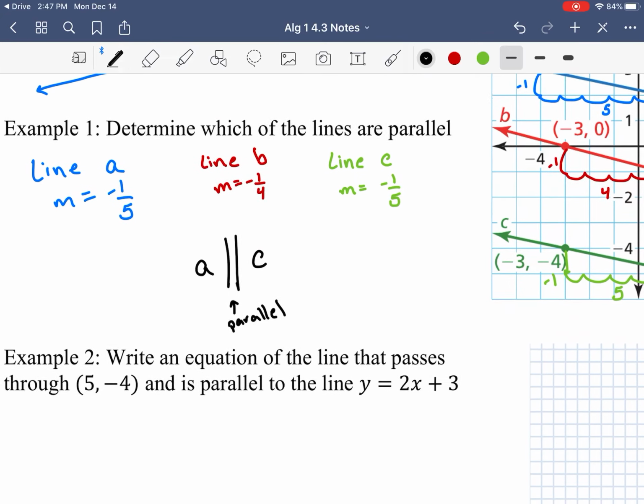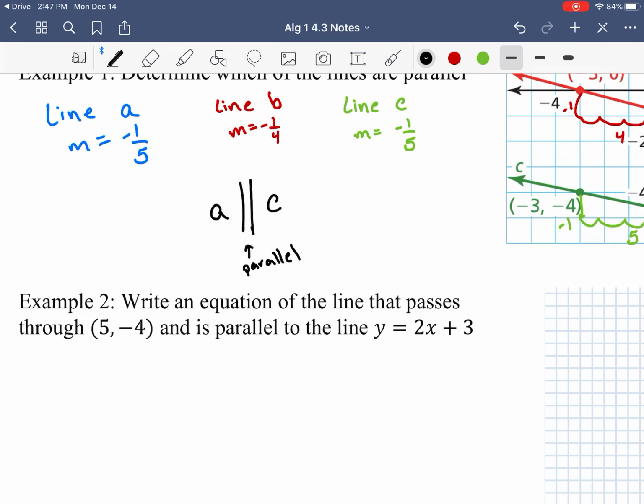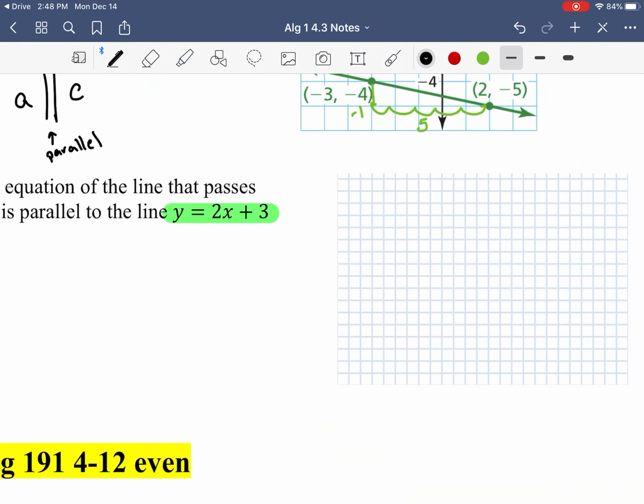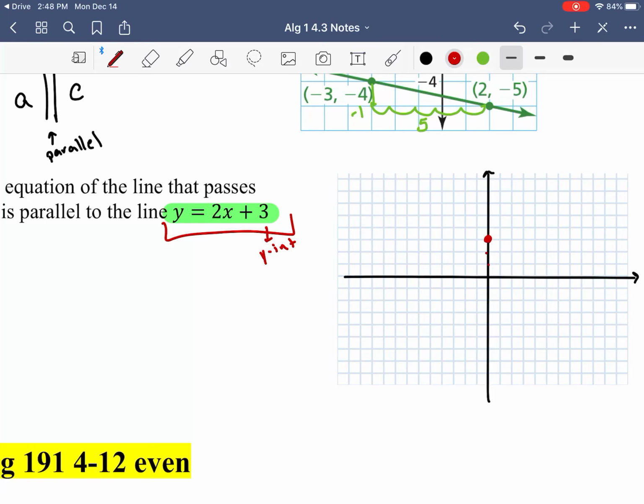Okay. So if I want to write the equation of a parallel line, here it says write an equation of a line that passes through this point, and we want it to be parallel to this line. I'm going to sketch a visual of this. I'm going to get my XY axis in here, and sketch this line right here. This line has a y-intercept of 3, so it crosses the y-axis up here at 3, and a slope of 2. So that'd be 2 over 1, rise of 2, run of 1. So this line's going to look like this guy right here.